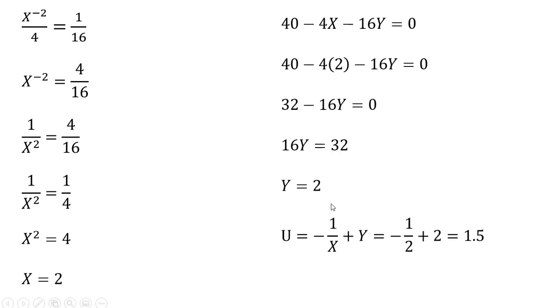And if we wanted to calculate the level of utility at that consumption bundle, evaluate the utility function at x equals 2 and y equals 2, and you get 1.5. Okay, that's it.